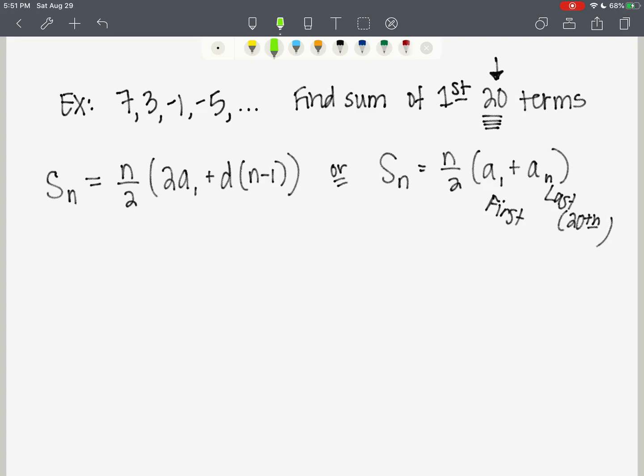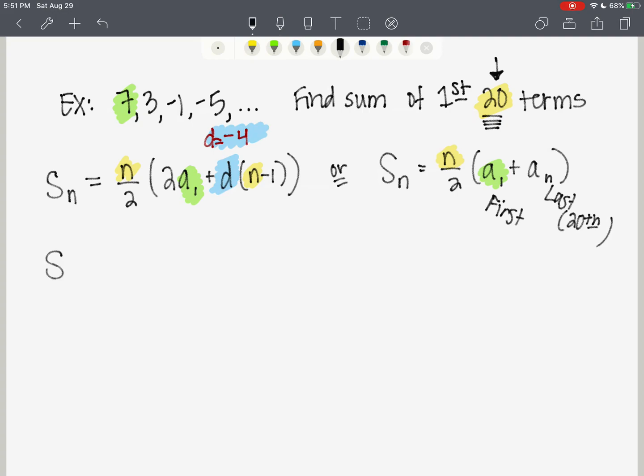I know that the value of the first term is a sub 1. I know we're looking for the sum of 20 terms, so that's n. Let's fill these in. And then we know the common difference, and the common difference here, 3 minus 7, is negative 4. So we know that the common difference is negative 4.